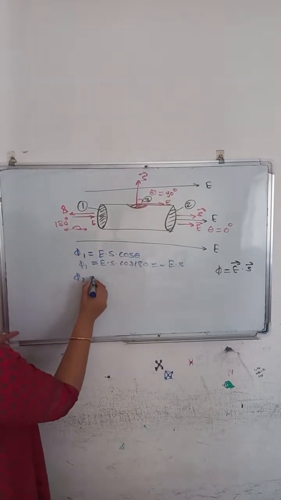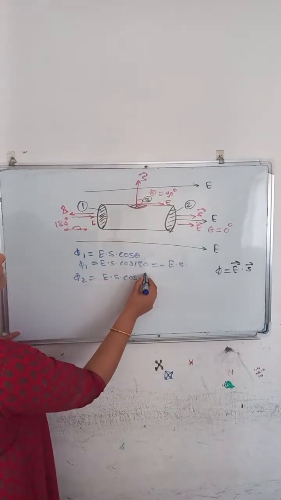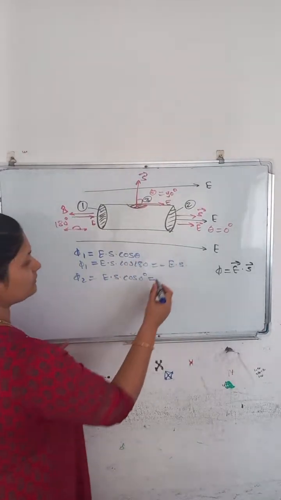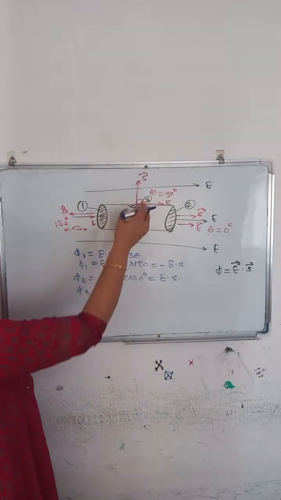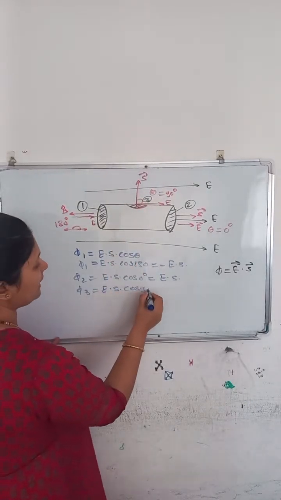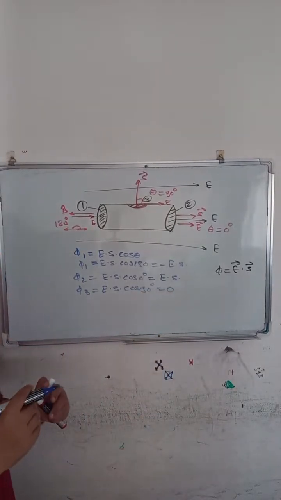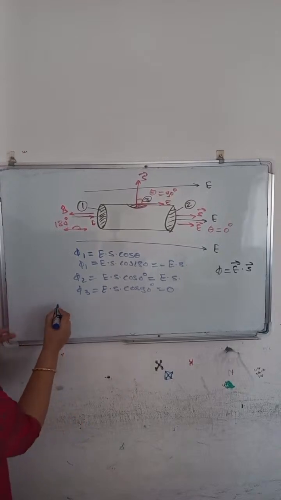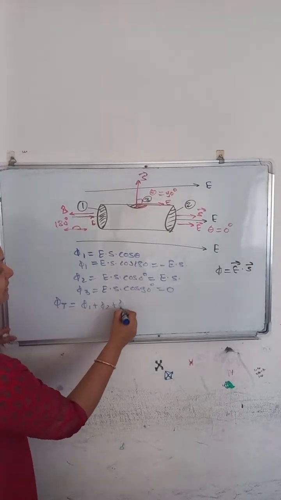Then what is phi 2? Phi 2 is this. In this case E S cos of 0, because the angle between them is 0. So cos 0 is 1, and here we will get maximum flux. And phi 3 is nothing but E into S cos of 90, and cos 90 is 0, so this answer we will get as 0. But they are not asking for three different fluxes. They are asking only the net flux, that is the total flux. So phi t is nothing but phi 1 plus phi 2 plus phi 3.